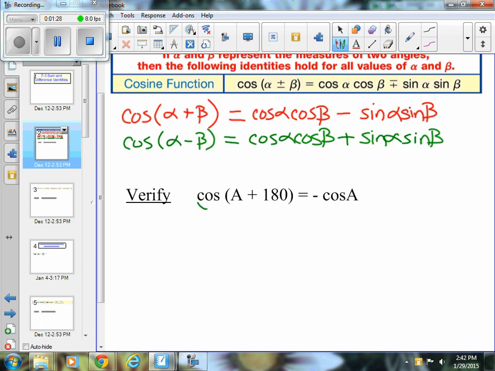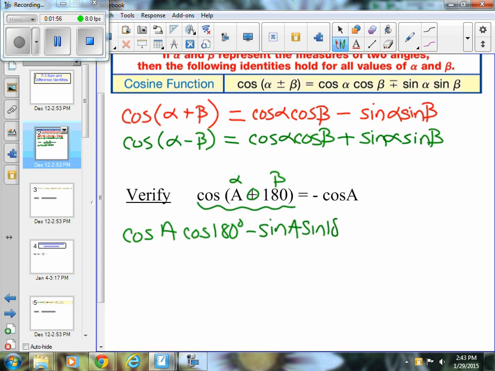I'm going to expand this cosine using the sum formula because it's addition, so I'm going to have a sum of two things. So it's cosine of the first angle, think of A like your alpha in the formula above, times cosine of the second angle, which is 180 degrees. Think of that like your beta in the formula above. Because it's a sum, that means in the formula I'm going to use a minus, and it would be sine of the first angle, which is A, that's your alpha, and sine of the second angle, which is 180 degrees. And what we're trying to show is that it's in fact equal to the opposite of cosine.